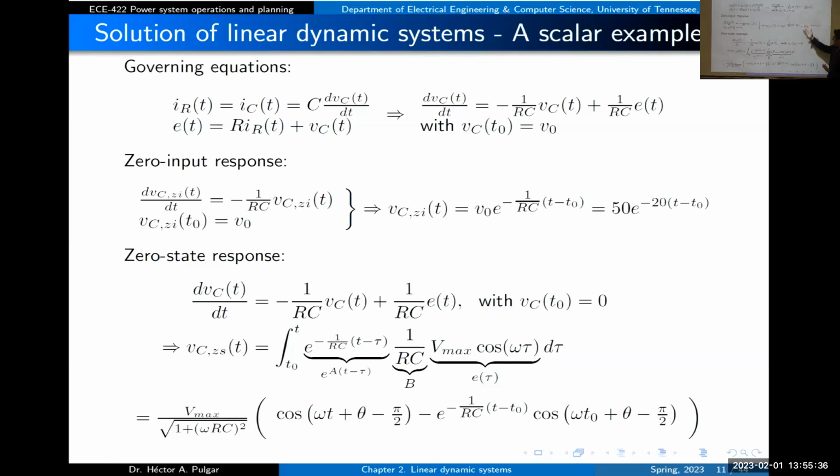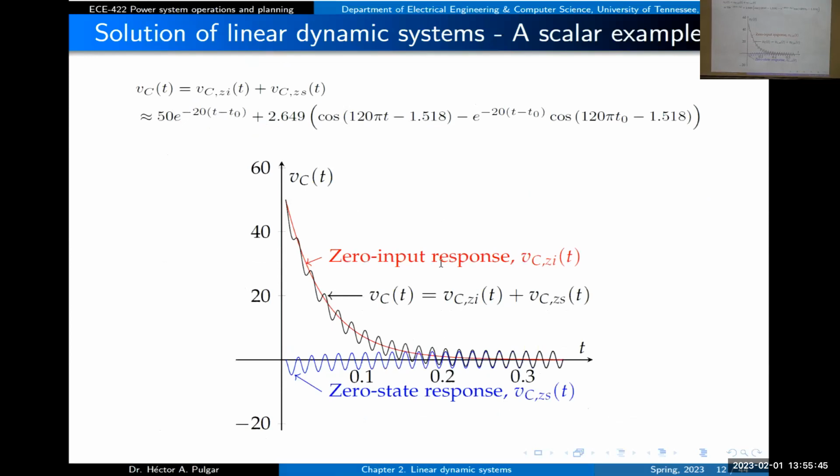So when we combine the two solutions, the zero input response and the zero state response, we will have the full solution for this RC circuit, which is plotted here. That full solution is the line in black. We start from 50 volts here, and this is how the voltage in the RC circuit will change in time until we reach a steady state. In this case, the steady state behavior is sinusoidal because the input in the system is a sinusoidal source.